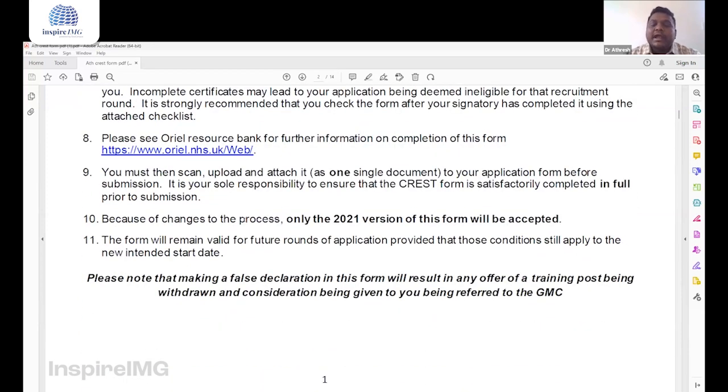All right. After you get your CREST form signed, it's very important that all the pages of the CREST form are scanned into one single document and uploaded. You cannot split it into multiple documents. That will be invalid. This form consists of 11 pages, and the 11th page is optional. I will get into it in detail.